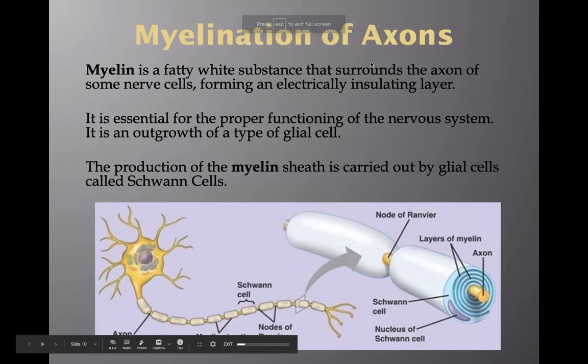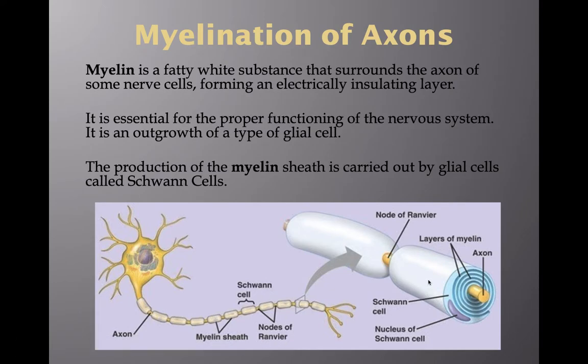Let's continue this lesson talking about myelination of axons. So remember, the myelin sheath is the fatty white substance surrounding the axon of not all nerve cells. Remember, sensory and motor neurons have myelinated neurons. Okay, so now it's a type of glial cell that creates the myelin.